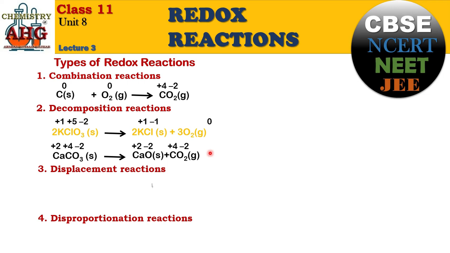Then you can ask how you will decide whether a decomposition reaction is a redox reaction or not. It is very simple. A very simple trick that I can tell you to decide whether a decomposition reaction is a redox reaction or not. What is that trick? Simply look at the product. Whenever the decomposition products of a reaction include at least one element, a product in the elemental form, that would be a redox reaction.